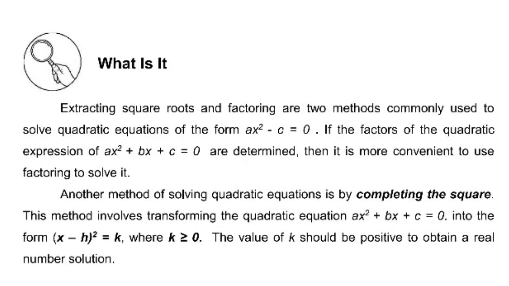Extracting square roots and factoring are two methods commonly used to solve quadratic equations of the form ax squared plus bx plus c equals 0. If the factors of the quadratic expression ax squared plus bx plus c are determined, then it is more convenient to use factoring to solve it. So another method of solving quadratic equations is by completing the square. This method involves transforming the quadratic equation ax squared plus bx plus c into the form quantity of x minus h squared equals k, where k is greater than or equal to 0. So the value of k should be positive to obtain a real number solution.